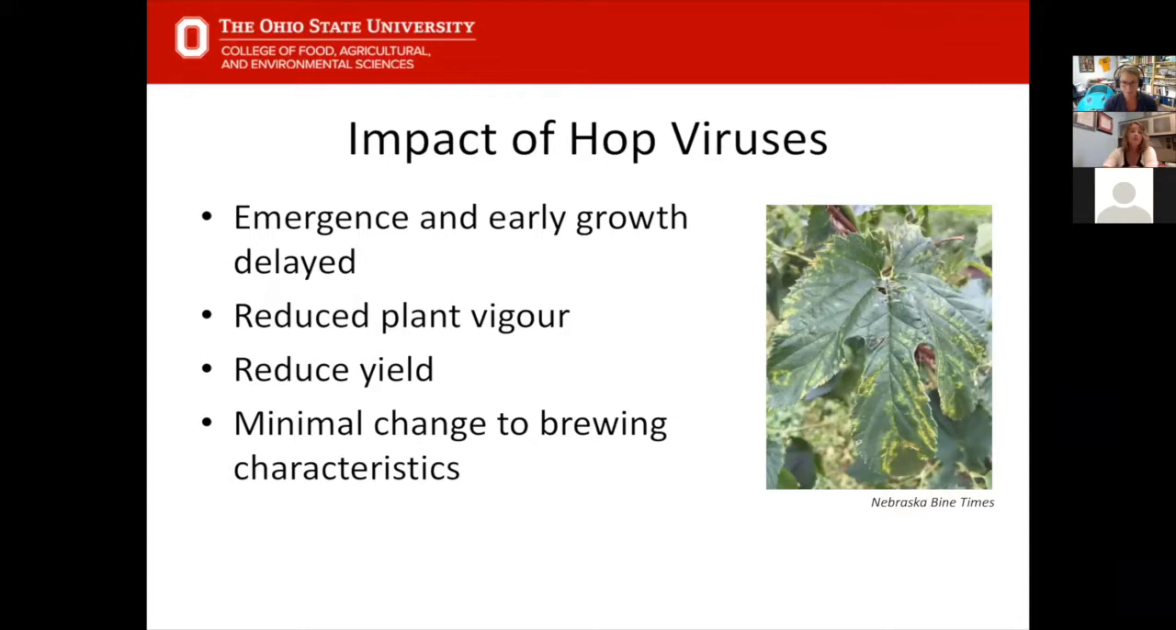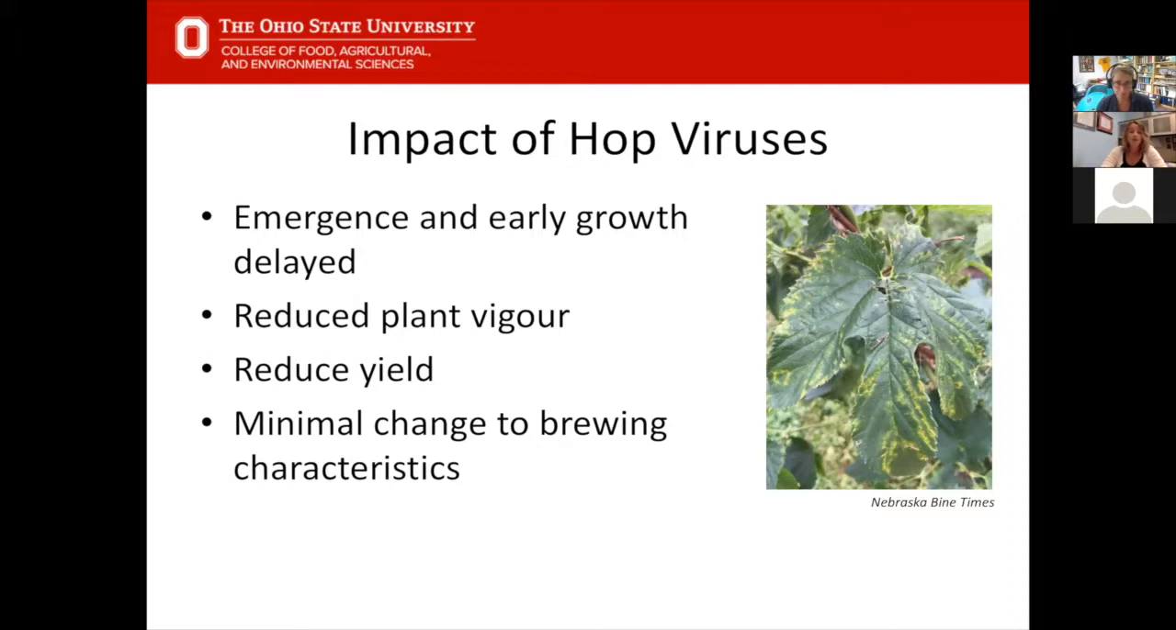So overall, the general impact of viruses on hops is that emergence and early growth will be delayed. You might have the plant starting to grow and put up its shoots later in the season than if you had a healthy plant. You have overall reduced plant vigor and reduced yield.